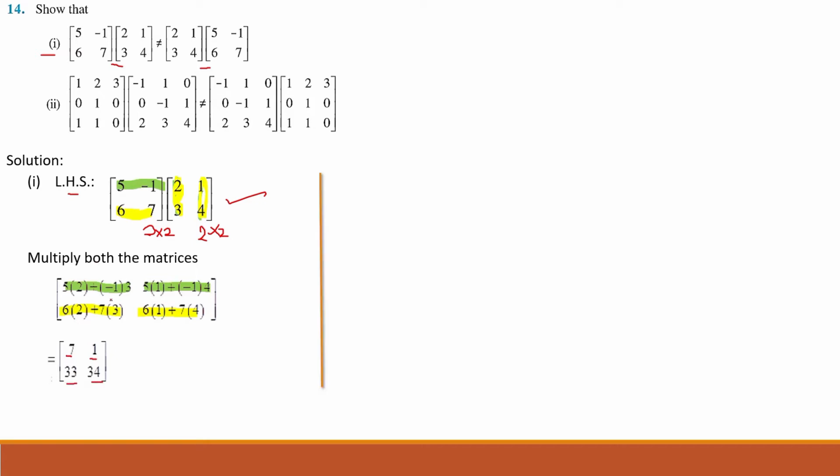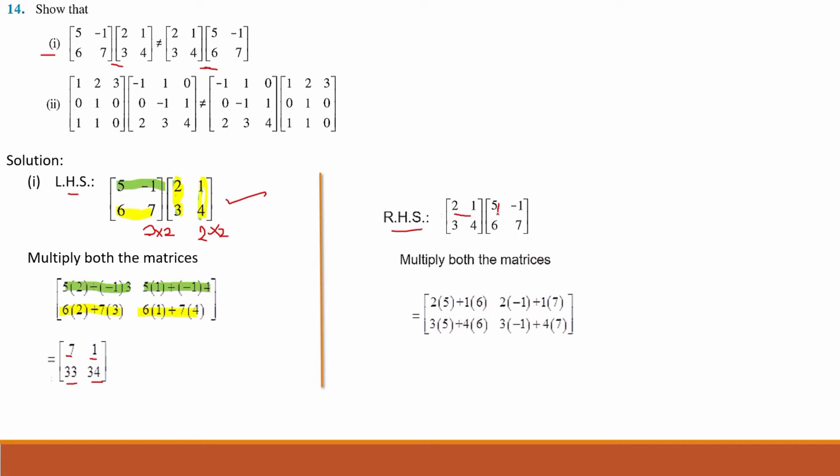For the right hand side of this equation, multiplying these two matrix, we get this element as 2 into 5 plus 6 into 1, and this element as 2 into minus 1 plus 1 into 7. For the second row, first column element, it is 3 into 5 plus 4 into 6, and for the final element it is 3 into minus 1 plus 4 into 7. And after performing multiplication and addition, we get answer as 16, 5, 39, 25. So we can clearly see that LHS is not equal to RHS.